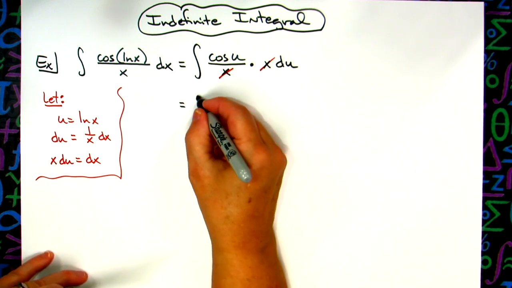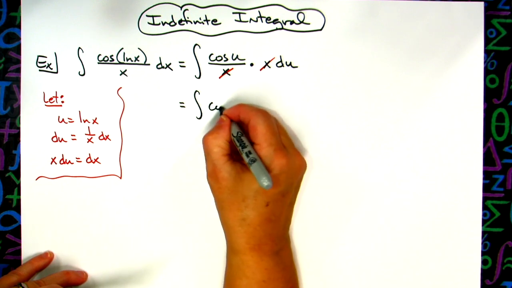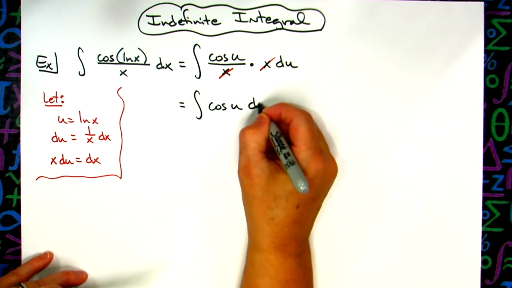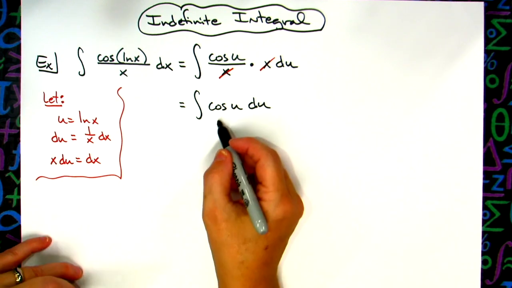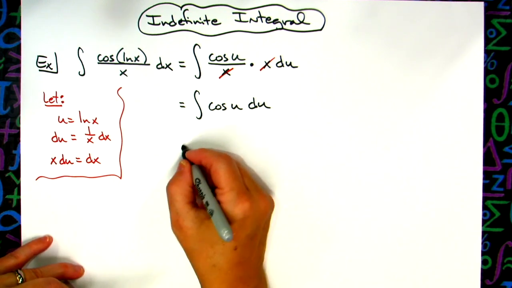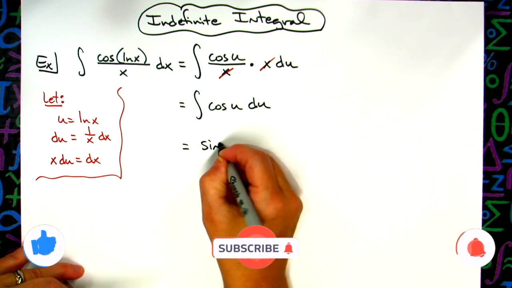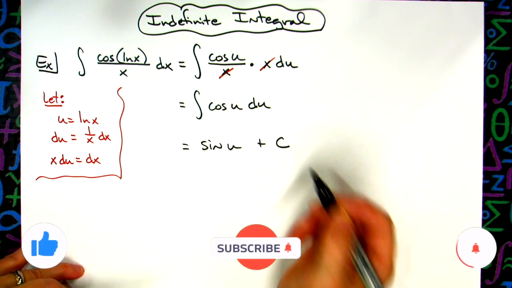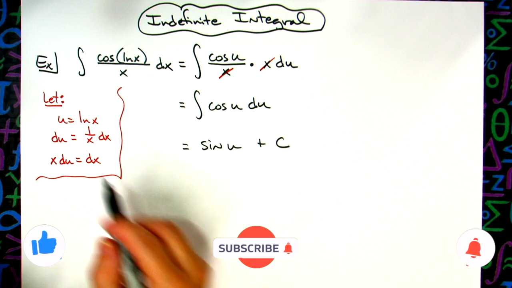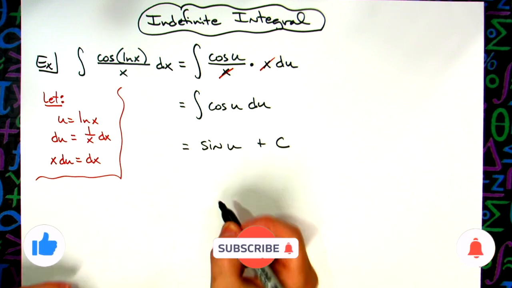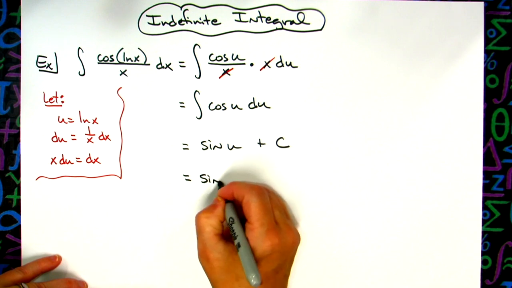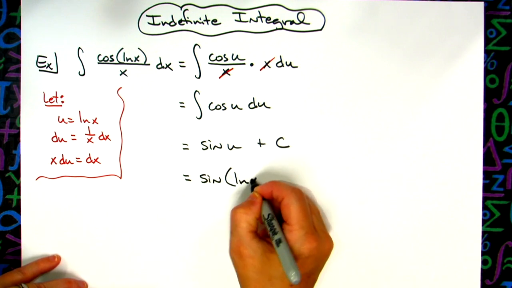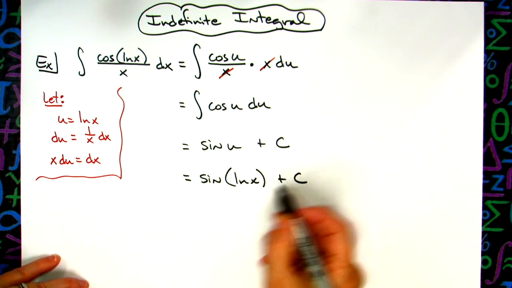That leaves me down with an integral of cosine u du. I'm now all in terms of u, and it's a straight integration from here. So when I integrate cosine, I get sine u, and then we'll have the plus c. Since it's an indefinite integral, I can now replace my u with the natural log of x. So the final answer here will be sine of the natural log of x, and then plus c.